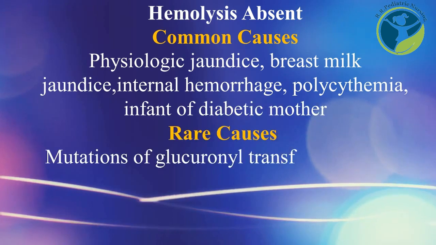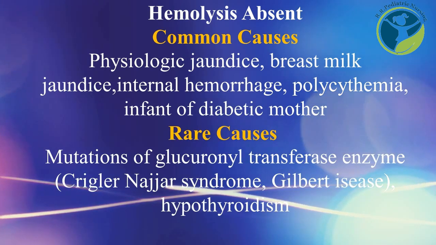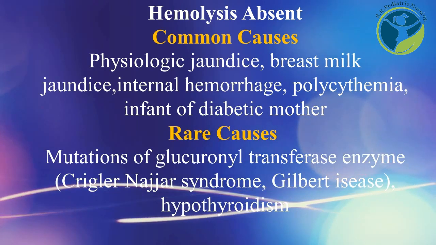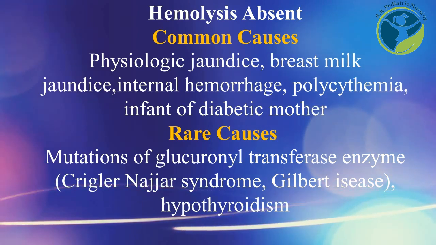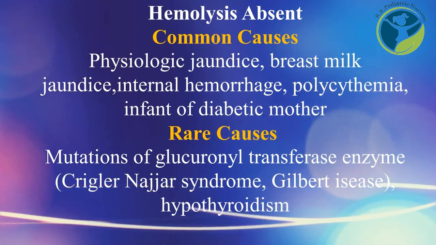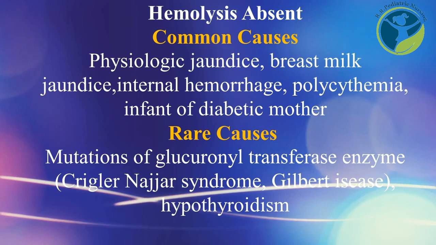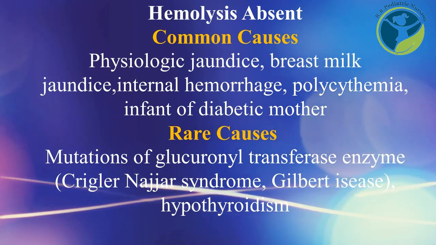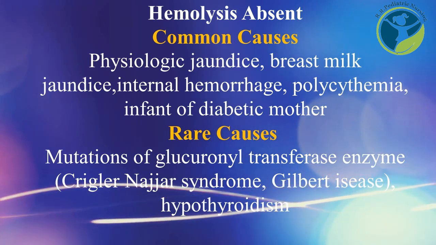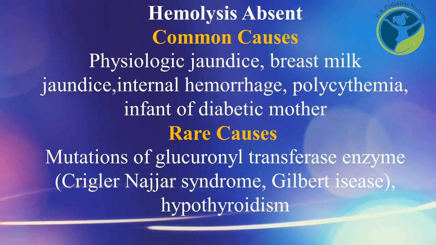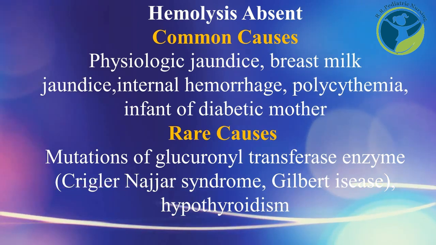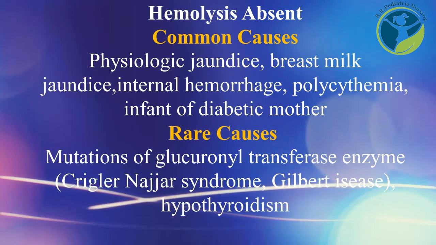If hemolysis absent. Common causes: physiologic jaundice, breast milk jaundice, internal hemorrhage, polycythemia, infant of diabetic mother. Rare causes: mutations of glucuronyltransferase enzyme, Crigler-Najjar syndrome, Gilbert disease, hypothyroidism.